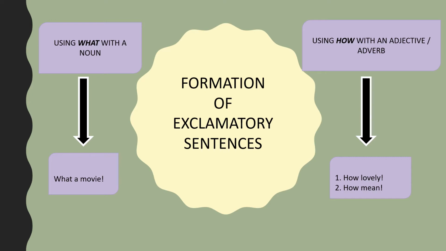So using what with a noun. The first procedure to make an exclamatory sentence is to do it with a noun. You will simply add what with a noun and you will get an exclamatory sentence. Like for example, you will say, "What a movie!" and put an exclamatory mark.